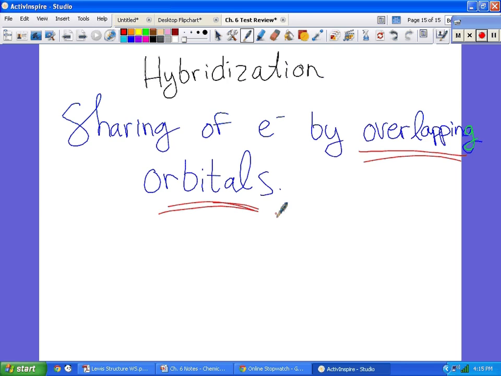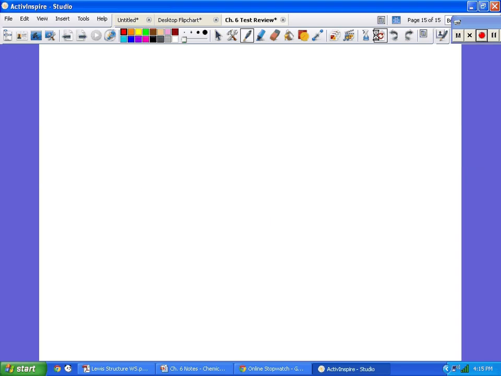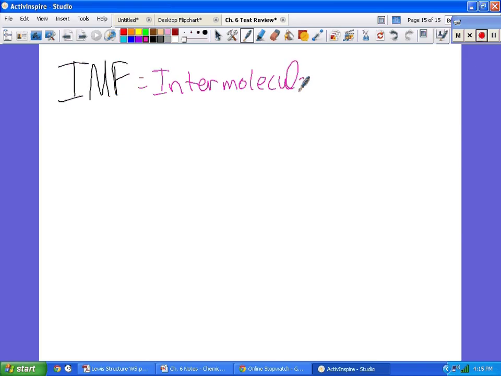So the next one: know what IMFs are and what they affect. Know IMF strength as compared to ionic and covalent bonds. All right, so what is an IMF? An IMF is an intermolecular force. So what is an intermolecular force? Forces of attraction between molecules.